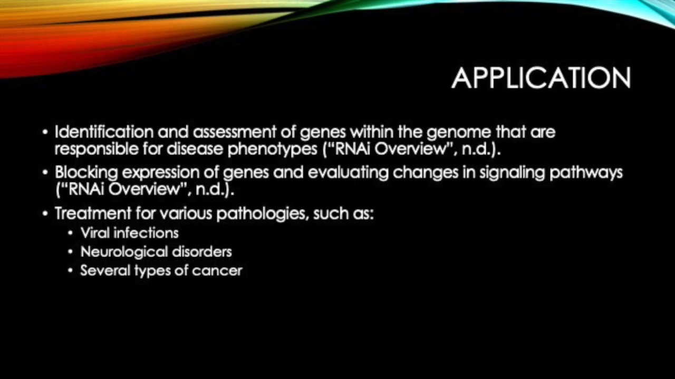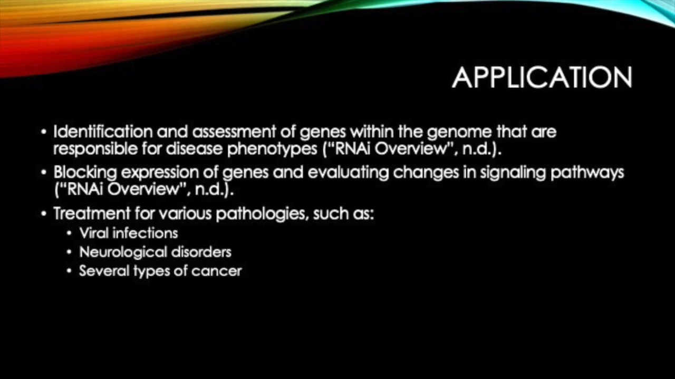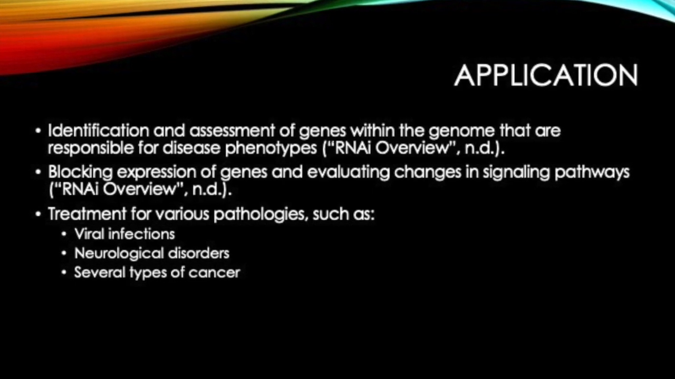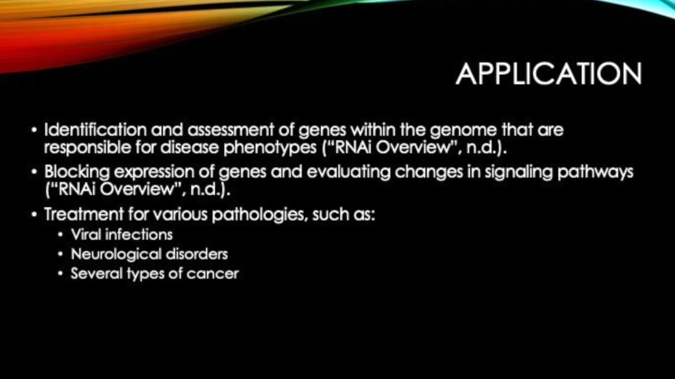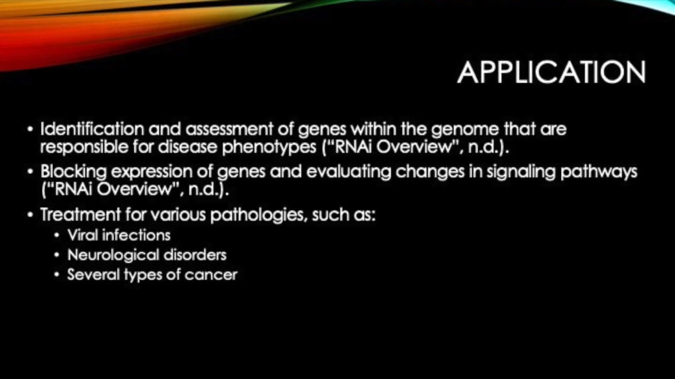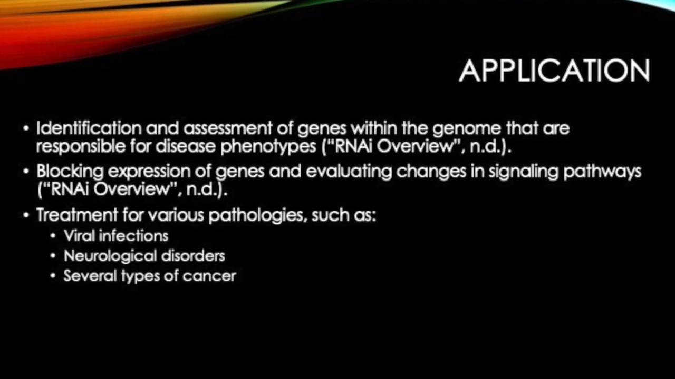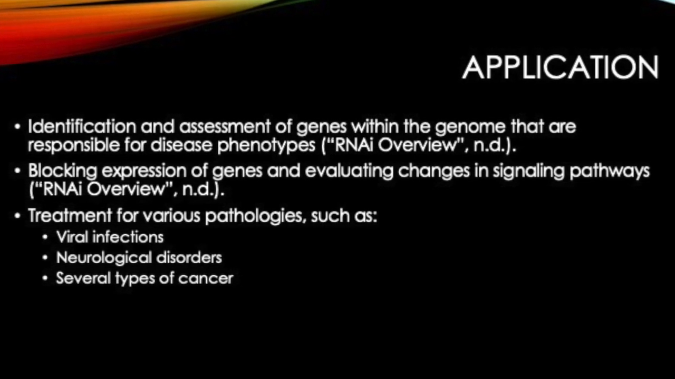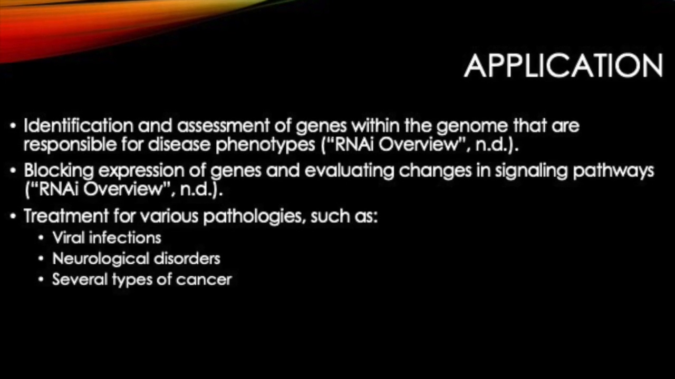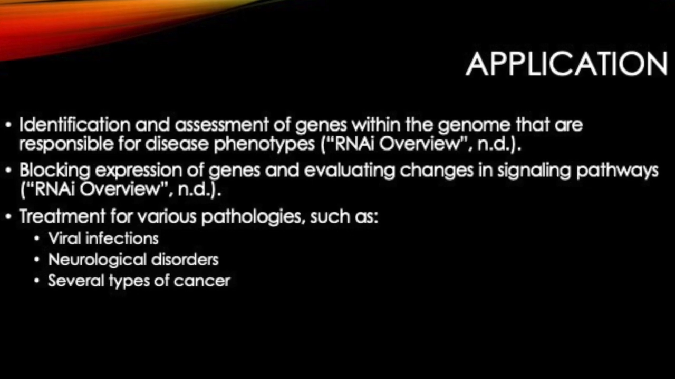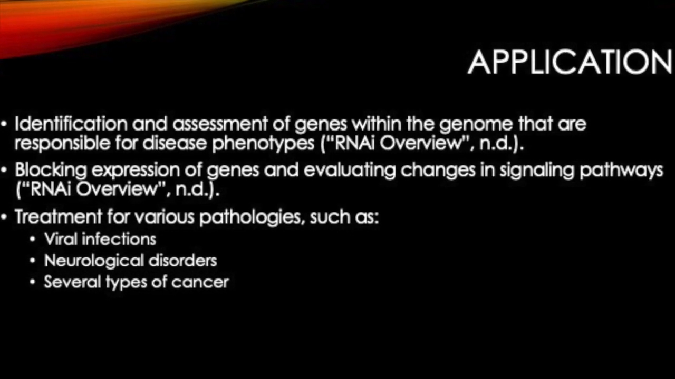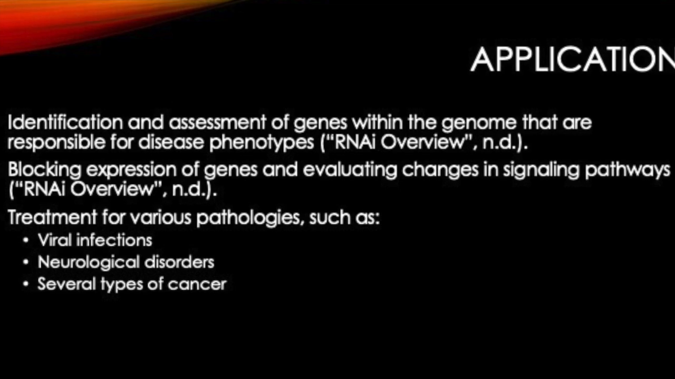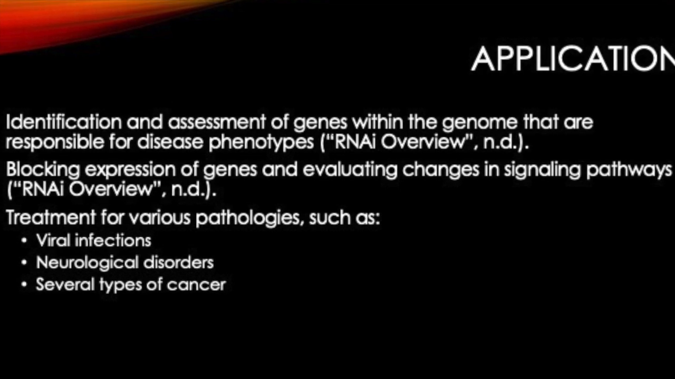This technique can be used in functional genomics for the identification and assessment of genes within the genome that are responsible for disease phenotypes. RNA interference is also used for blocking expression of genes and evaluating changes in signaling pathways. Lastly, and I think one of the most important applications of RNA interference is as a treatment model for various pathologies such as viral infections, neurological disorders, and several types of cancers. In the next slide, I will further explain how RNA interference is used as a type of treatment for several types of cancers.